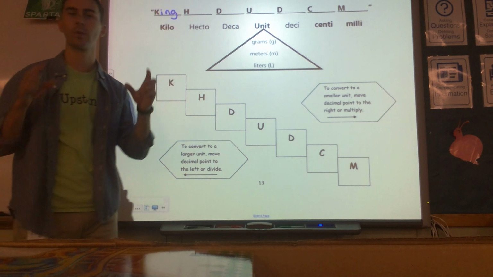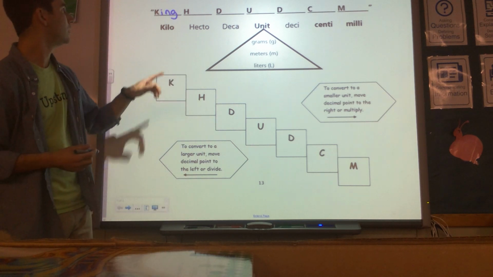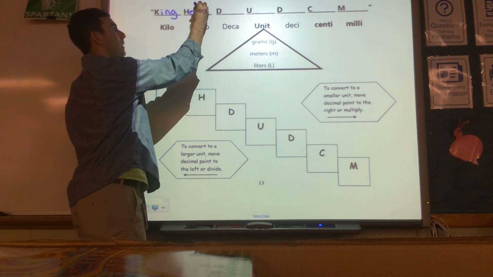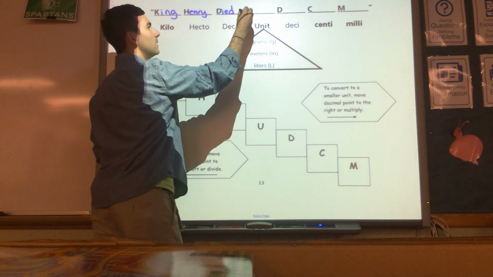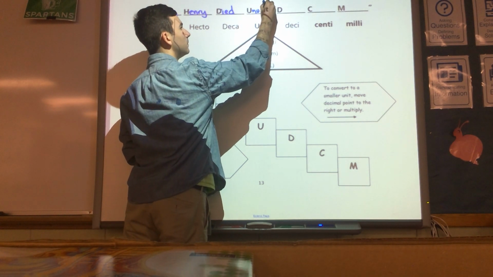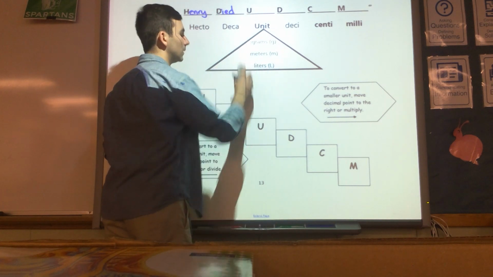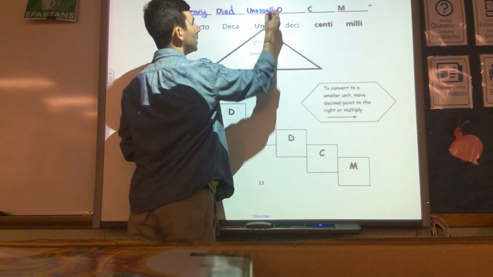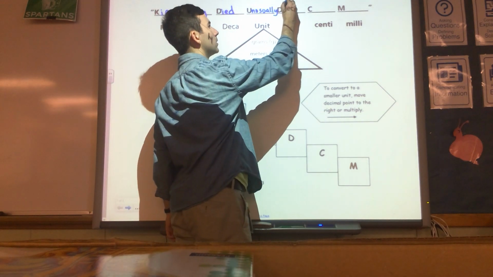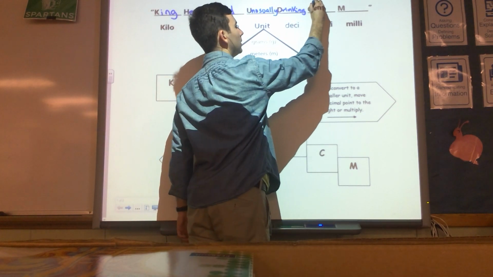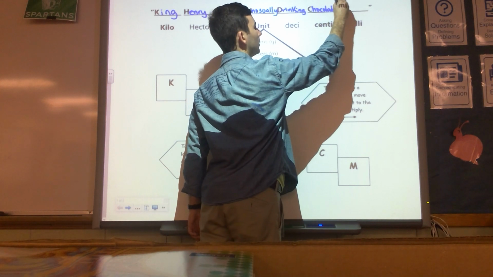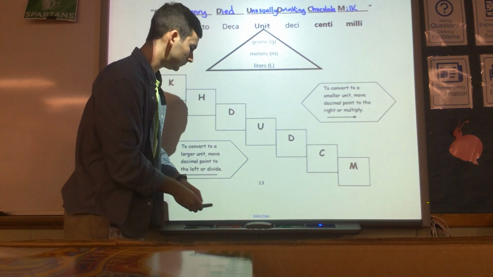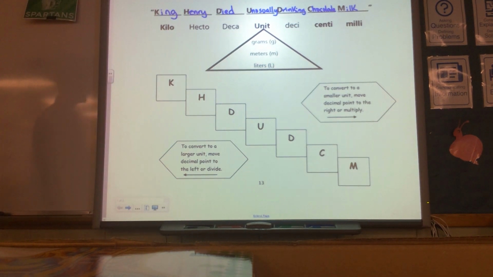A mnemonic device is just going to be a short phrase that helps you remember other information. And we use King Henry died unusually drinking chocolate milk. So King Henry died unusually drinking chocolate milk. I'll give you a moment to copy that down.